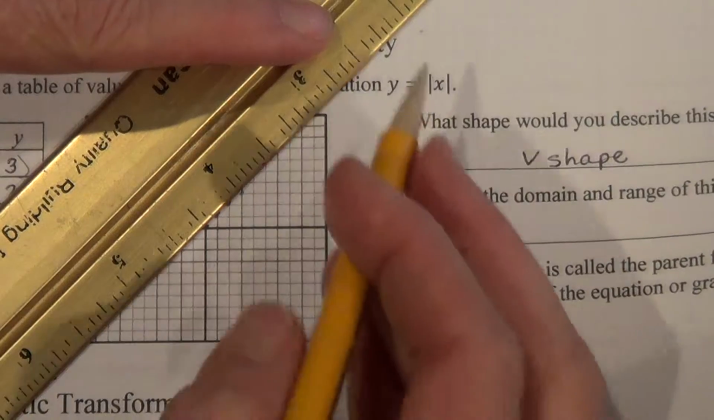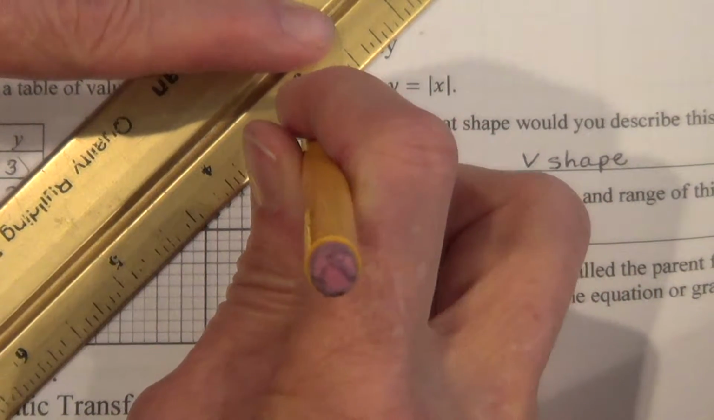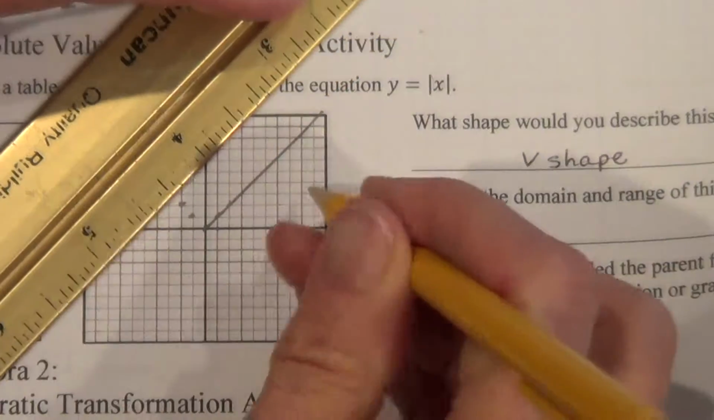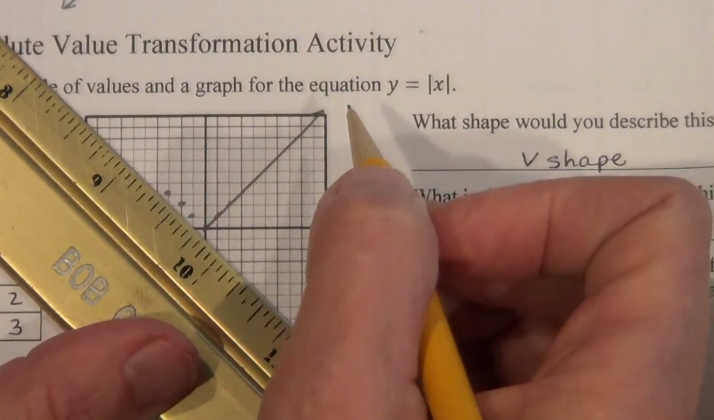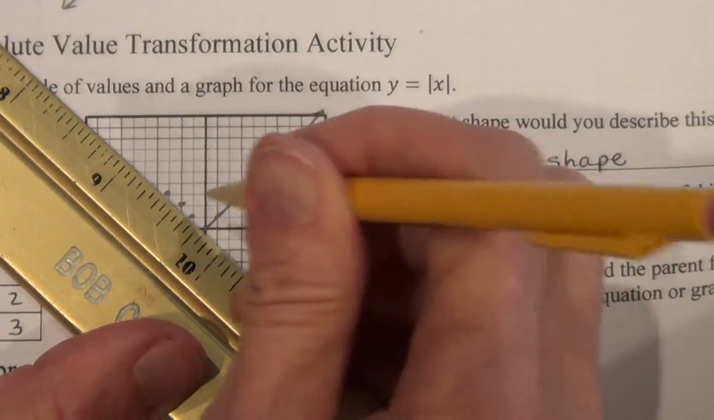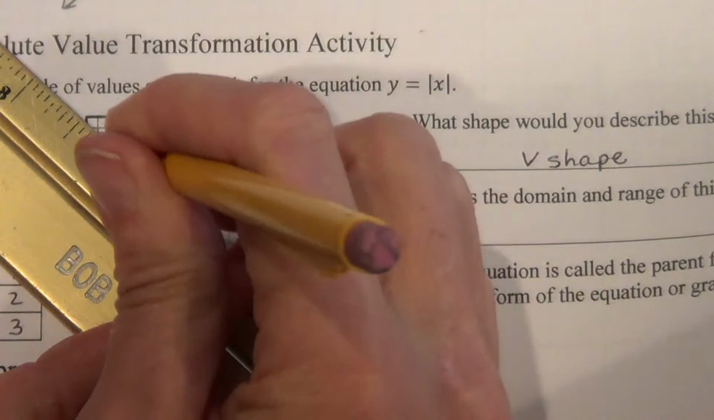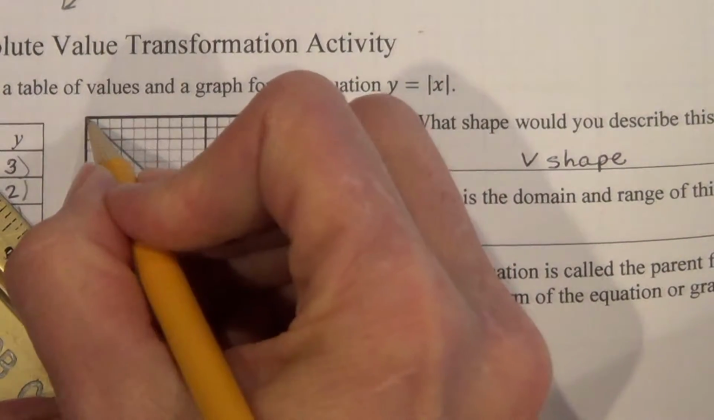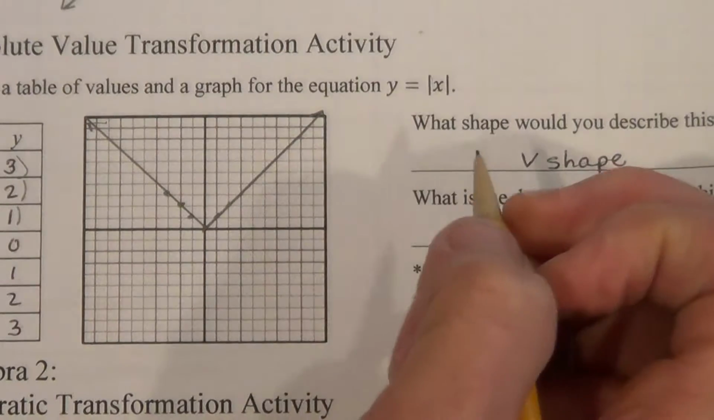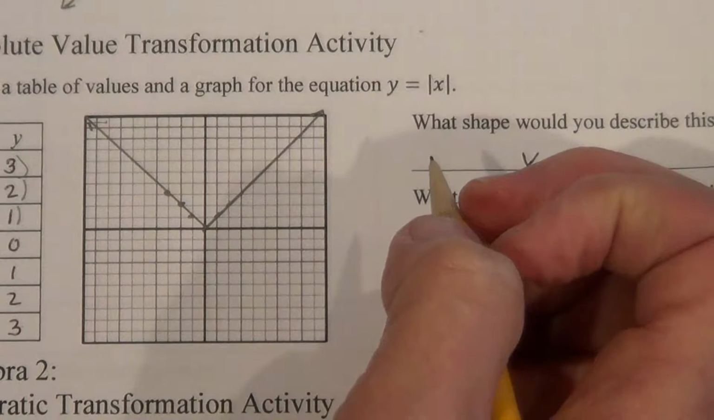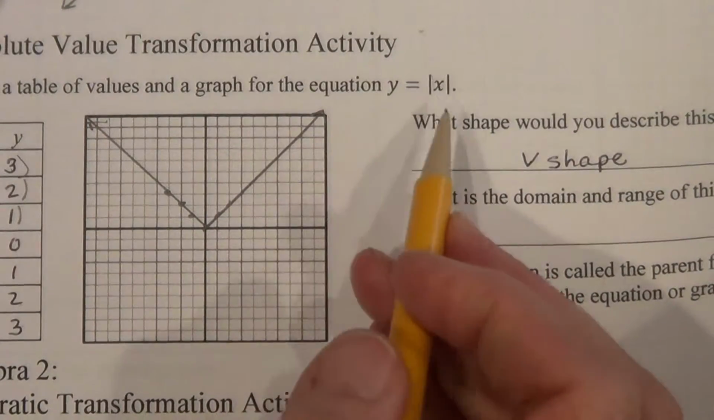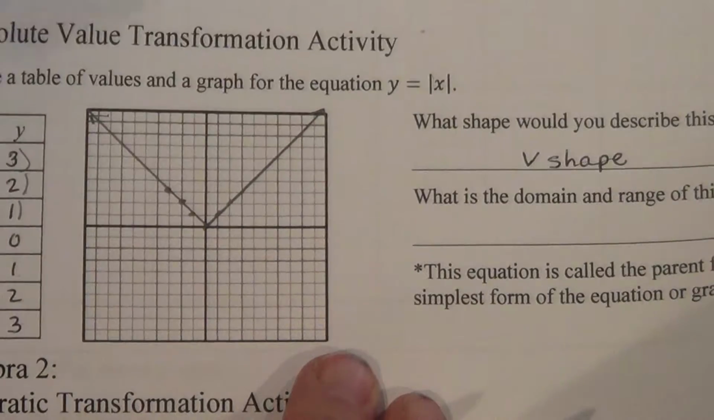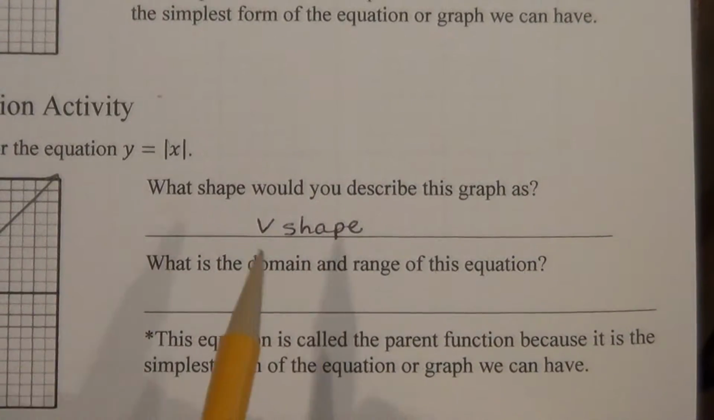We call these functions that we're graphing on this page parent functions because parent functions have no numbers inputted to change, just the raw manipulation of x. So we're seeing the most simplified manipulation of absolute value x. The way I describe that graph is a V shape. Again, we'll come back to domain and range in a minute.